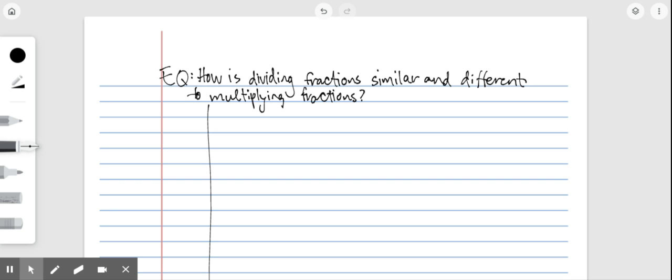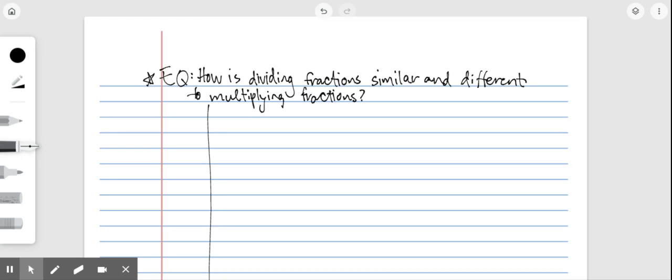All right, beautiful people. Today we're talking about dividing fractions. Before we get into dividing fractions, we're going to need to think about some vocab terms that'll help us do it. So, how is dividing fractions similar and how is it different to multiplying fractions?